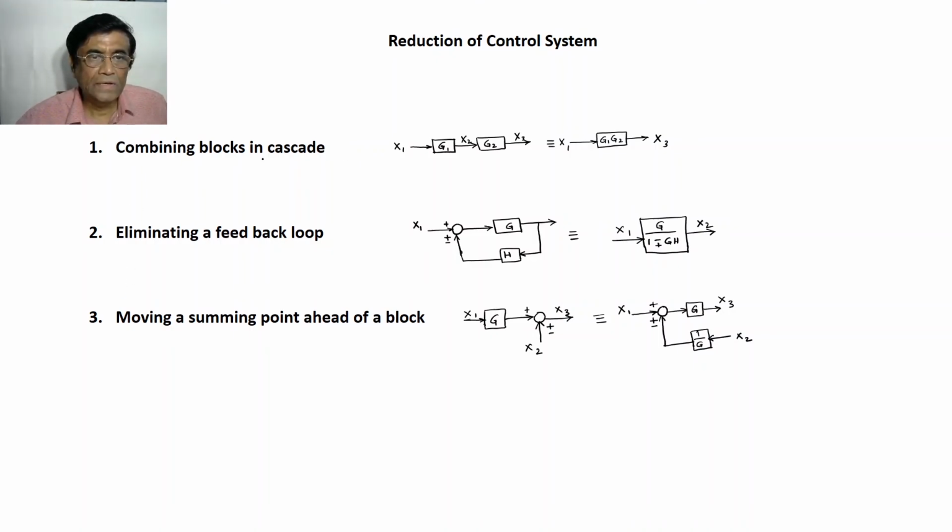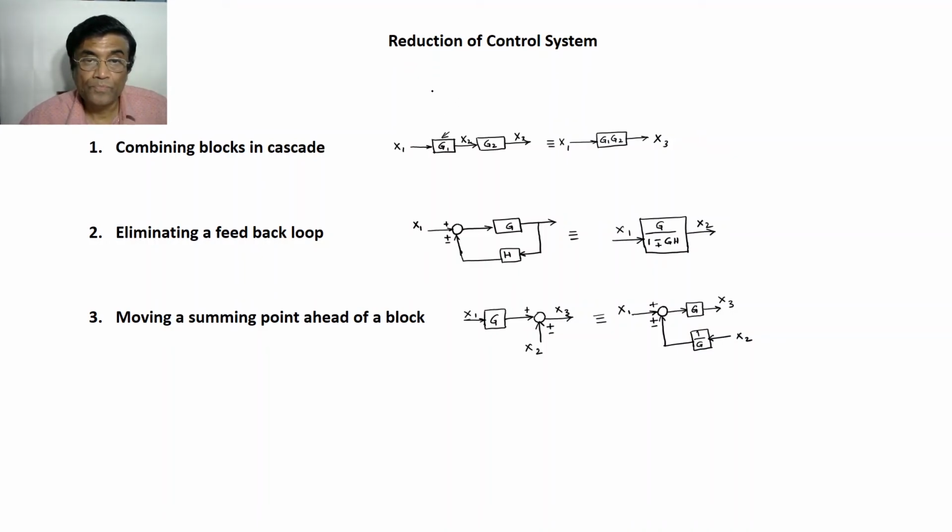One is cascading the blocks. For example, I have G1, G2. So these are our transfer functions. This is input, this is output. This is again input to this transfer function, and this is output. So the equivalent will be G1, G2 with input X1 and output X3. Okay, how you look here.